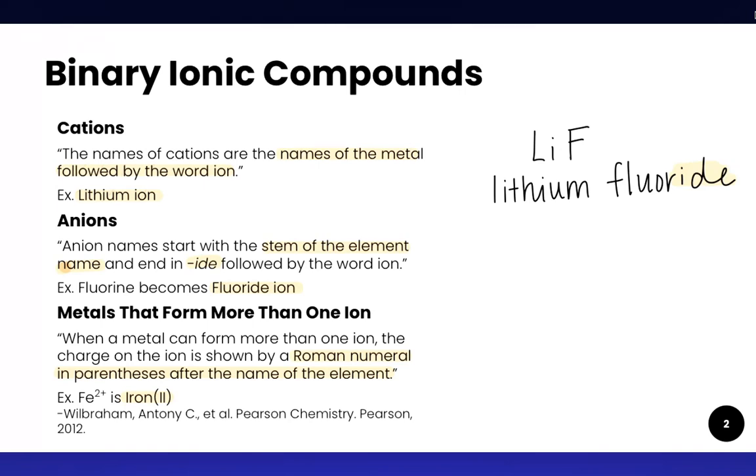So if we had Fe2+ combining with fluorine, it would yield FeF, and there would need to be 2 fluorine, so it would be FeF2. And the name of this would be iron(II) fluoride.